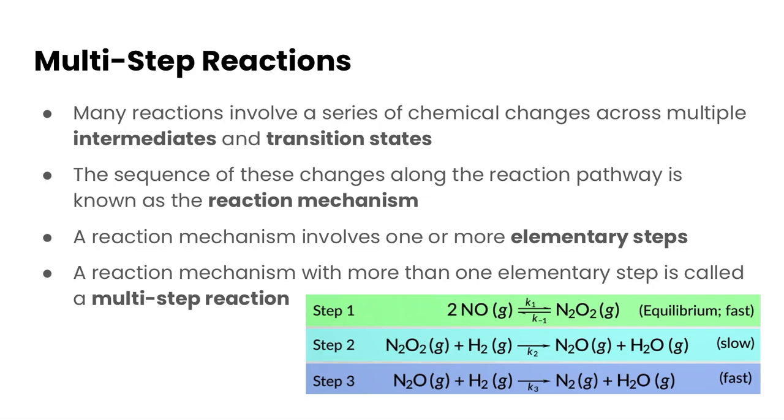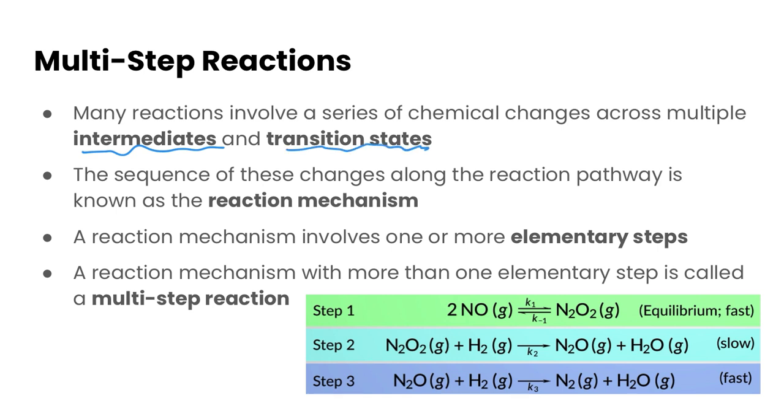In this video, we're going to take a look at multi-step reactions and how we can use a multi-step reaction to figure out the rate law for a particular overall reaction. So let's start out first by taking a look at what multi-step reactions are. Well, many reactions will involve a series of chemical changes across multiple intermediates and transition states.